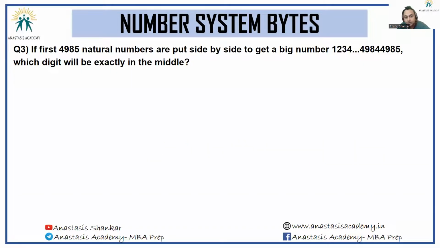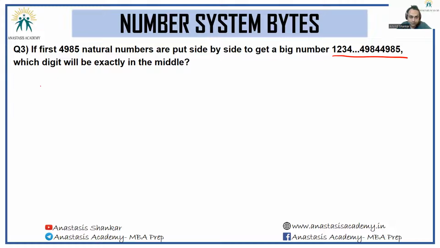Large one. If the first 4985 natural numbers are put side by side to get a big number like 1, 2, 3, 4, something, 4984, 4985, last terms, which digit will be exactly in the middle? Okay, let's see how many digits are used up until this time.